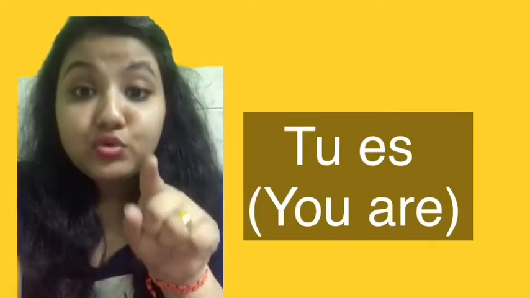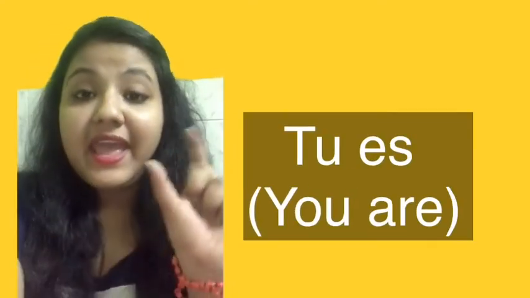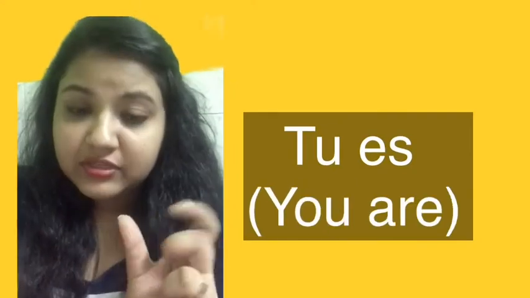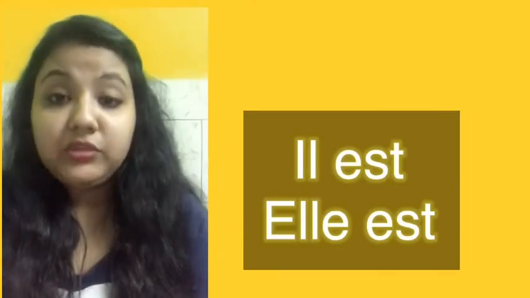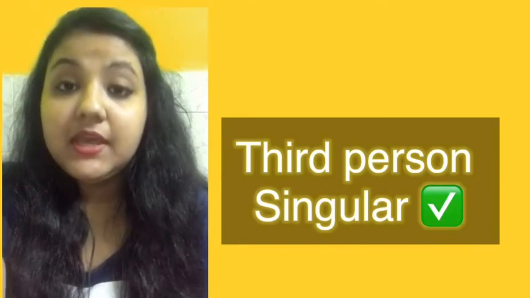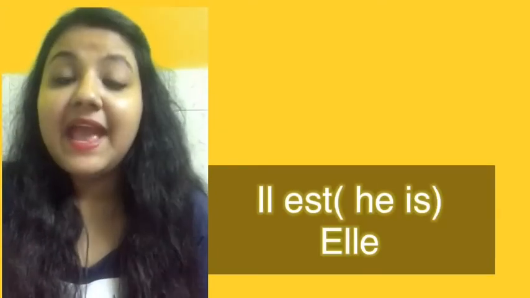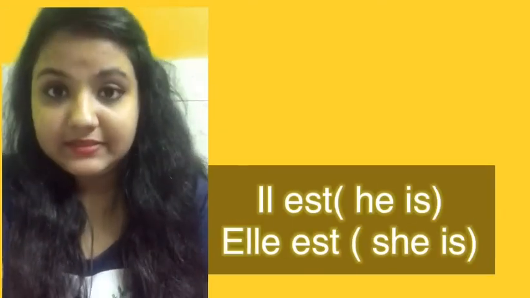Now the second one is tu es, that means you are. Here es is the conjugation of être. Here comes il est and elle est. Both are used to denote a third person. That means they are used in the third person singular. Il est, that means he is, and elle est, that means she is.